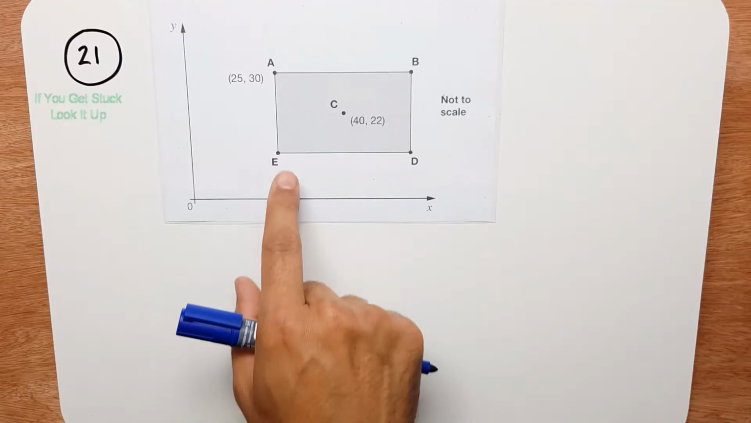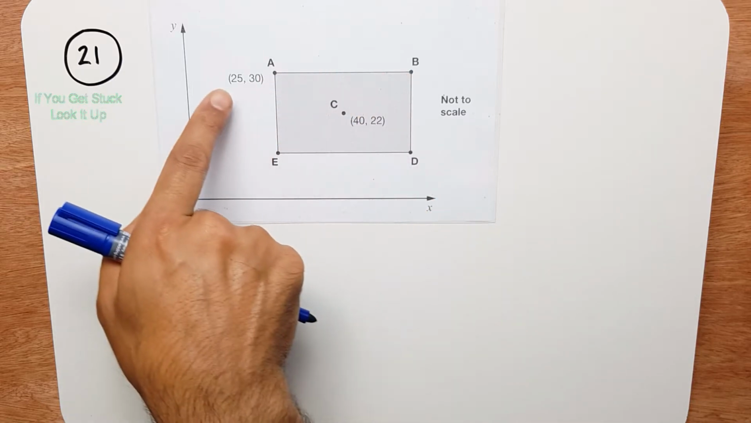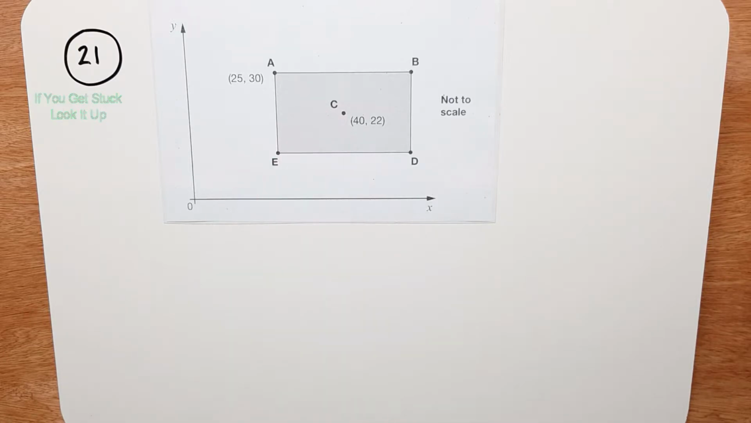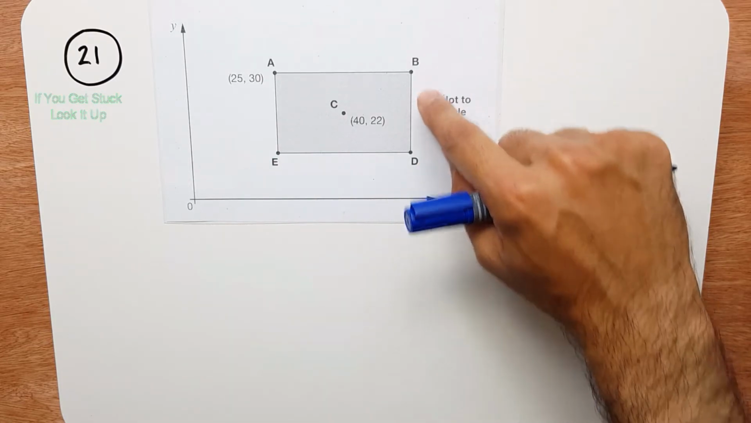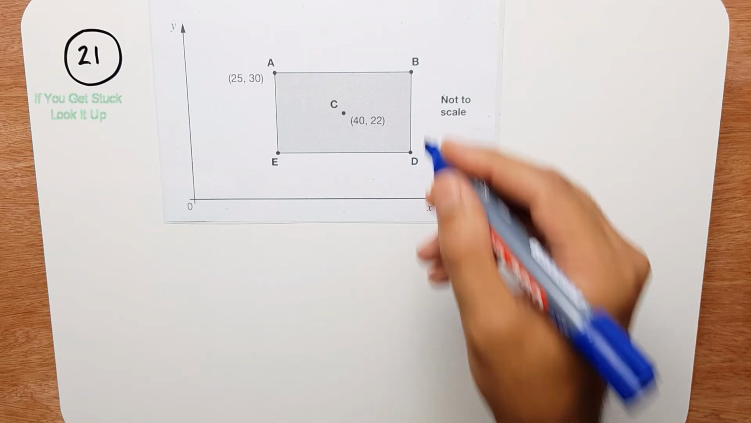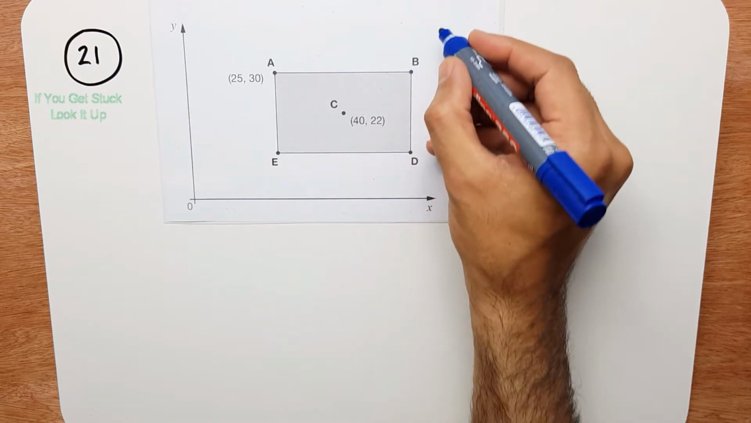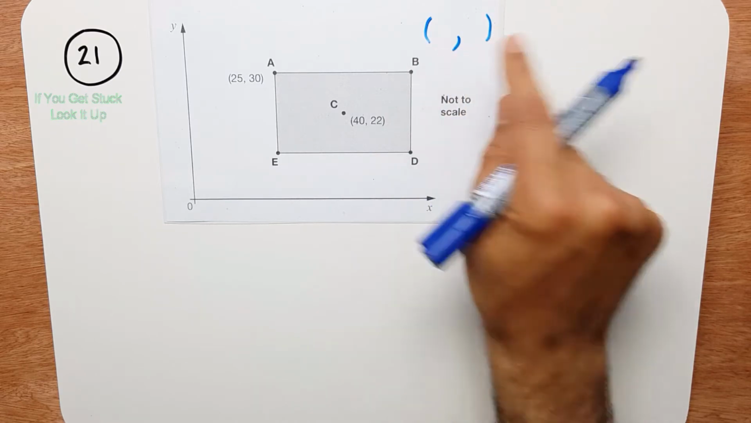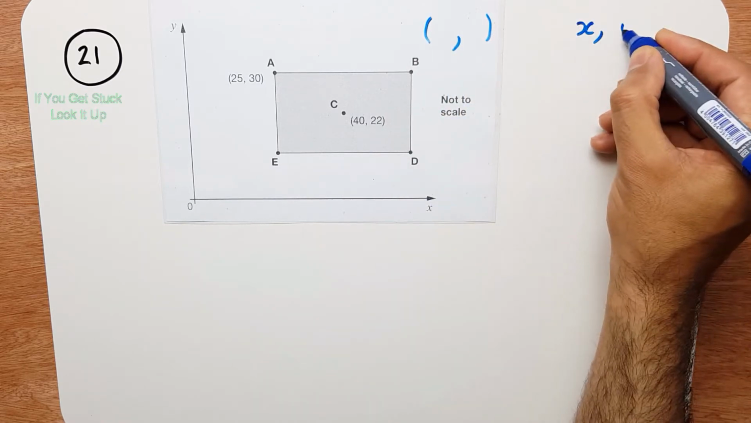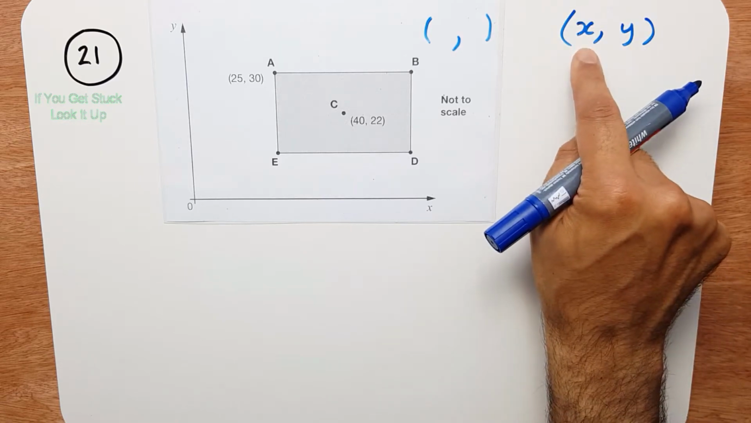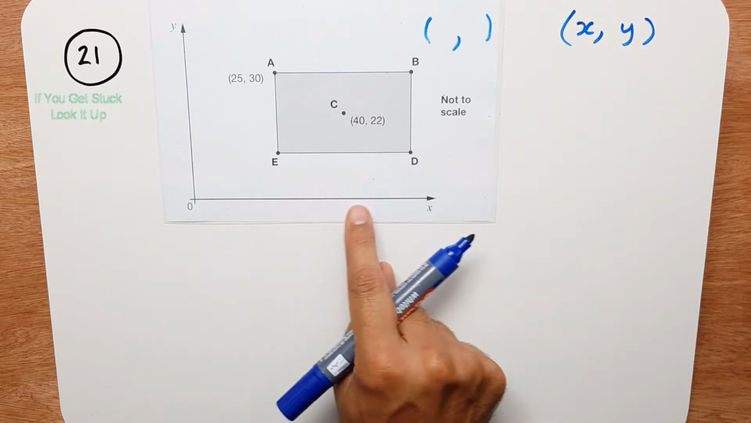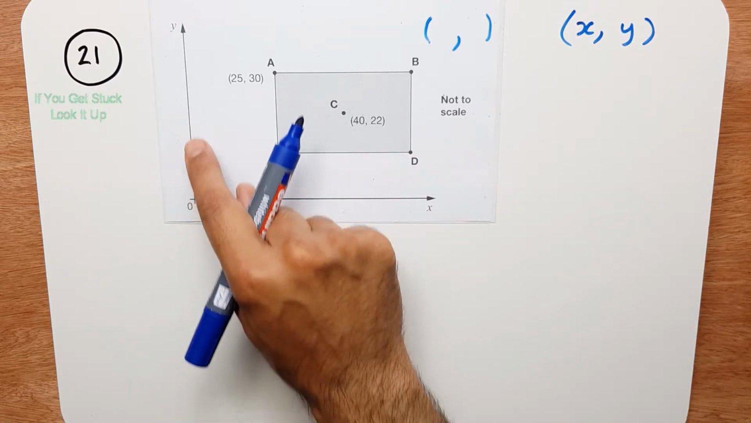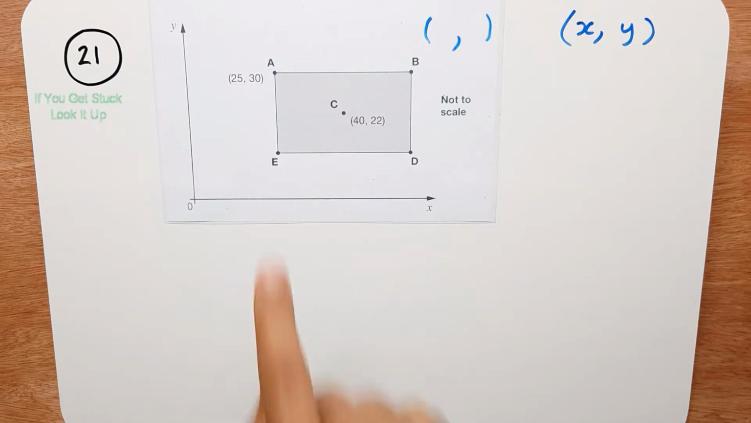In question 21, we're given a rectangle and one of the coordinates and the coordinates for the center. And we need to find out the coordinates for B and D. So what I'm going to do is look at coordinate B. Remember, coordinates come in pairs. They come in X and Y. And the X coordinate is the distance across the X-axis, and the Y coordinate is the distance up the Y-axis.